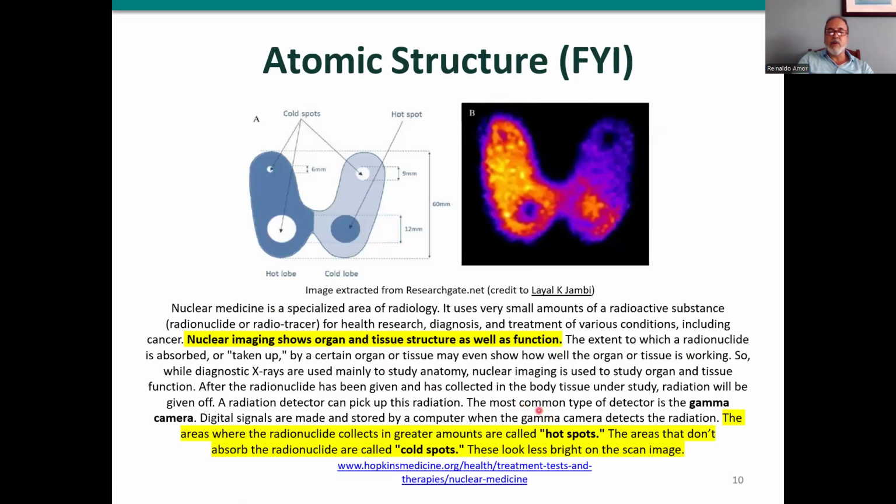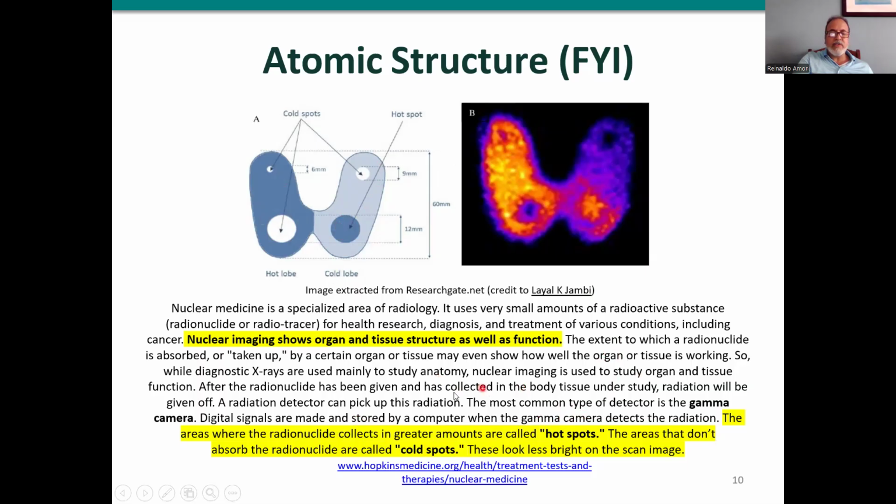The most common type of detector of this decay is a gamma camera. You can see that areas where the radioisotope was taken up most will be considered a hotspot. These are terminology they use when they do a thyroid scan. So you can see hot spots and cold spots.